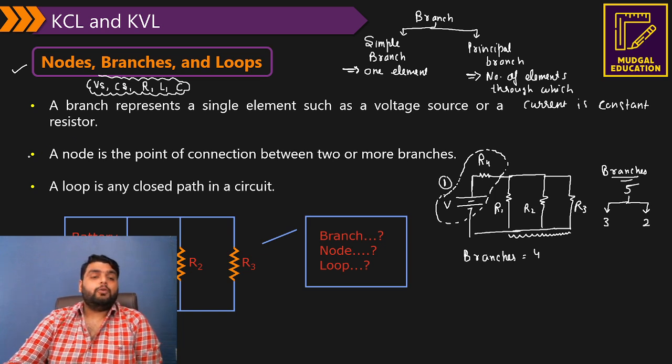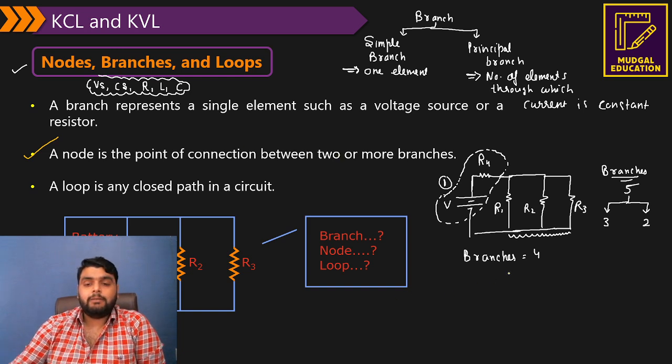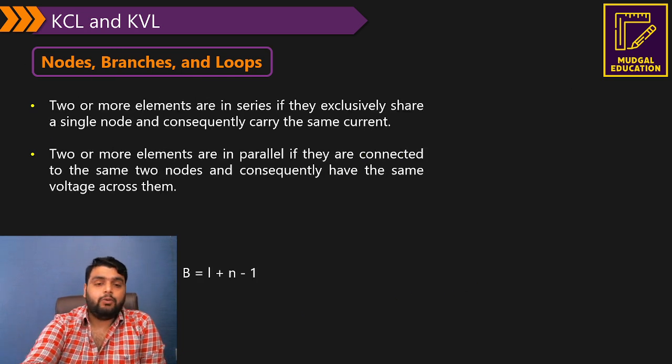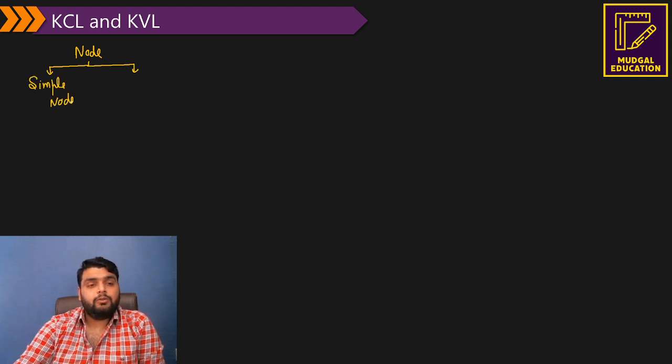Now let's talk about nodes. What do you mean by a node? A node is a point of connection between two or more branches. Now again, a node can be divided into two parts. How? Let me tell you. We have a simple node and we have a principal node, also known as the junction.